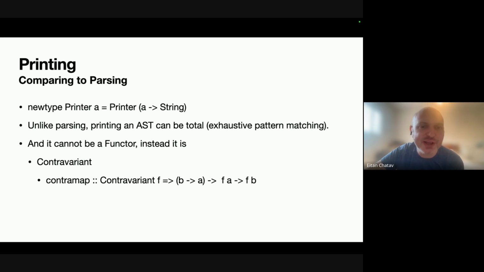Okay, printing, comparing it to parsing. Printer of A is usually just a function from A to string. Unlike parsing, printing an AST can be total, exhaustive pattern matching. And it cannot be a functor. Instead, it is contravariant. And contravariant functors have a defining method of contramap, which given a function from B to A, gives us a function from f of A to f of B. And you can see how given a function from B to A, we can compose it with the function from A to string, and that gives us a function from B to string.